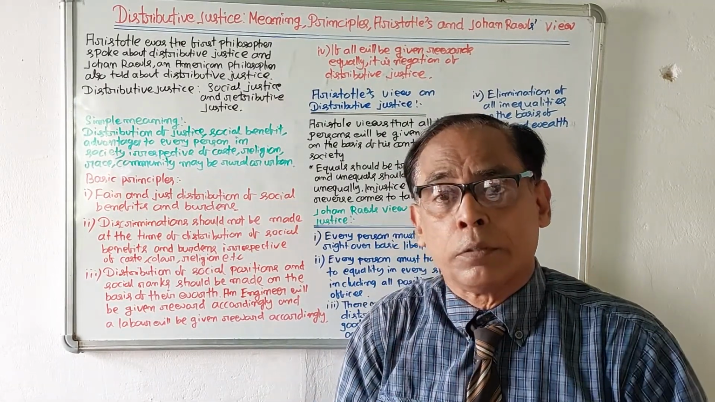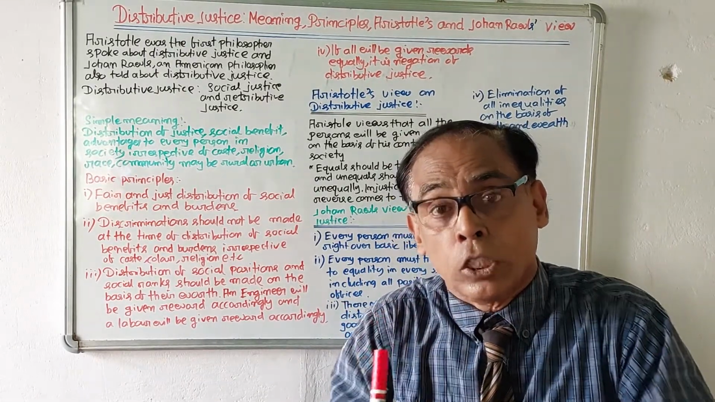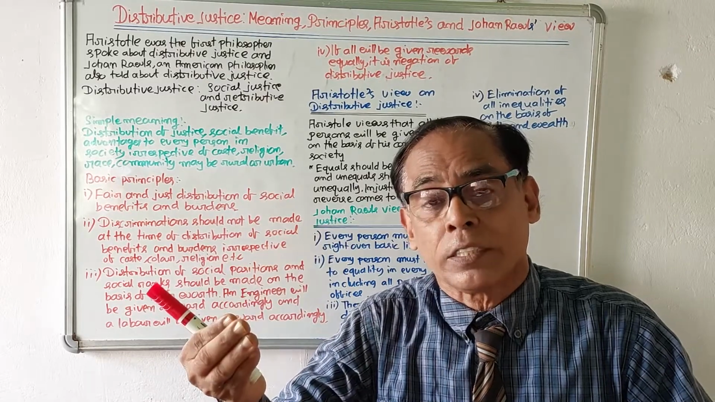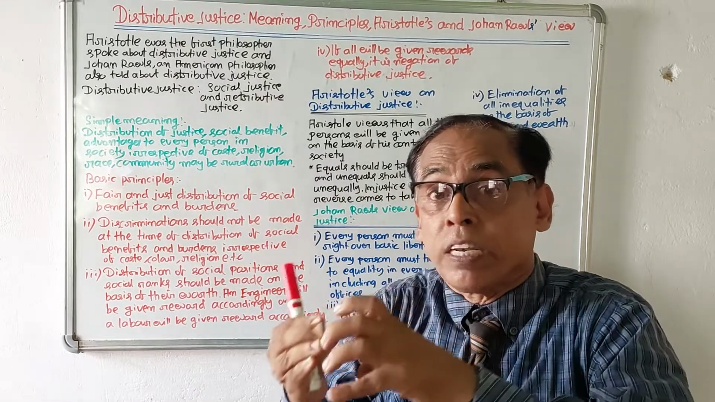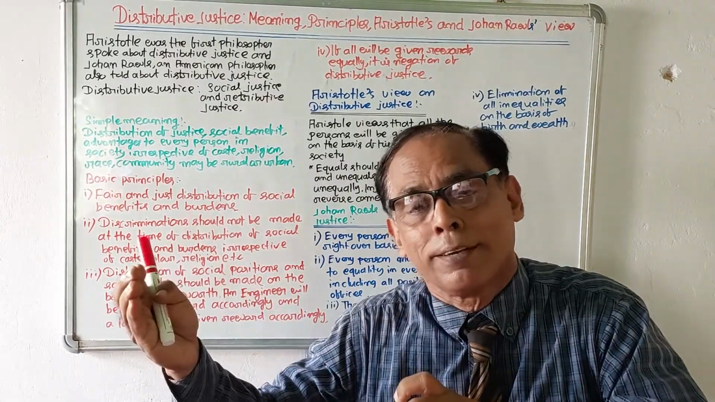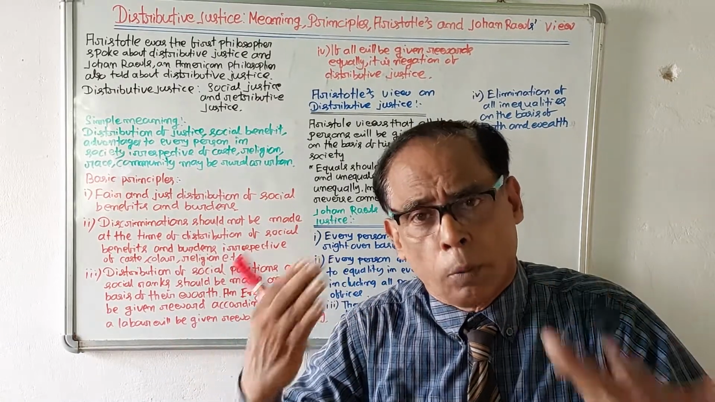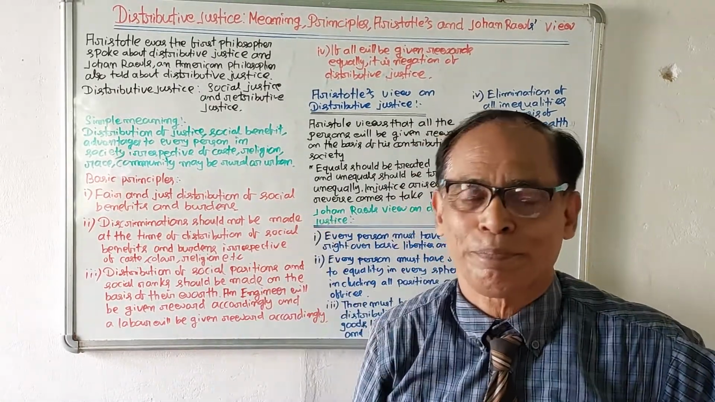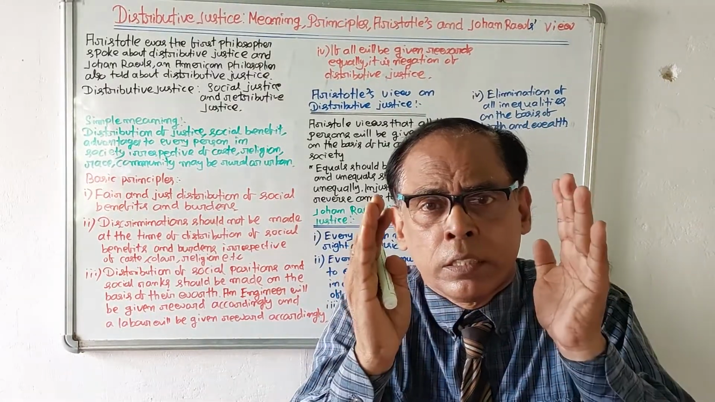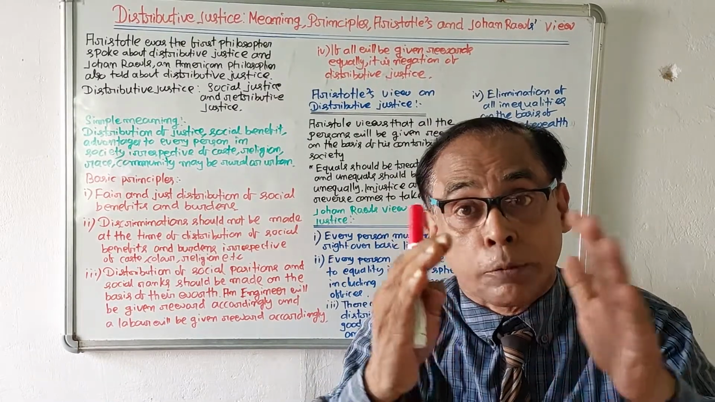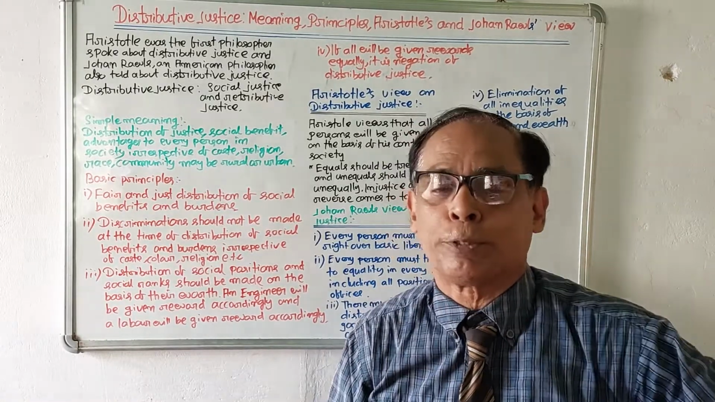In simple language, distributive justice means a just and fair distribution of social benefits so that every person will be benefited. No person will be left out, irrespective of caste, color, religion, language, or community, maybe urban or rural. But what is distributive justice actually? Distributive justice has as many as 4 important basic principles.